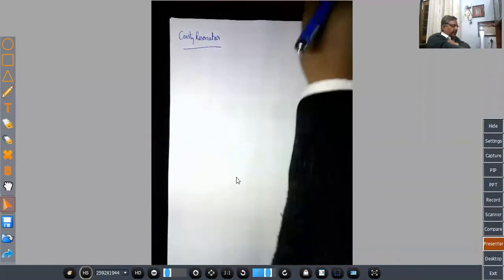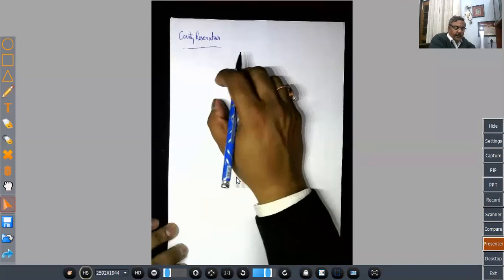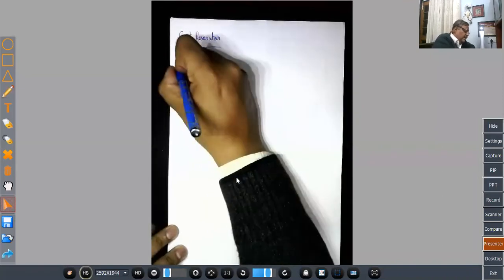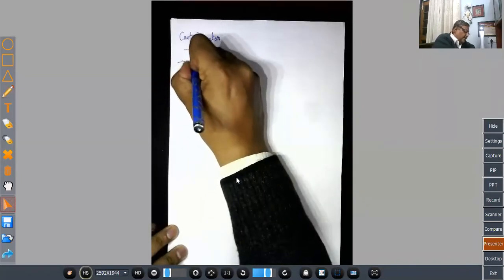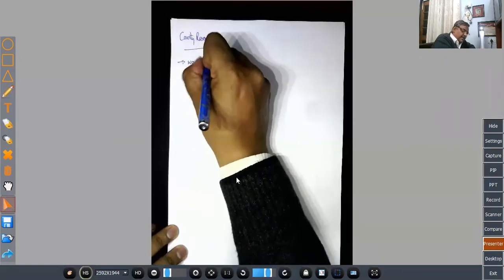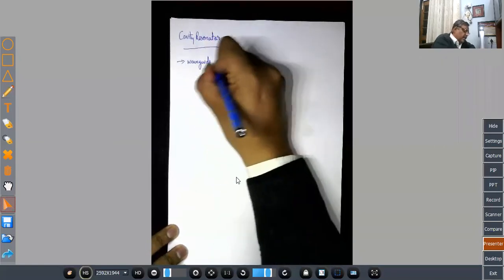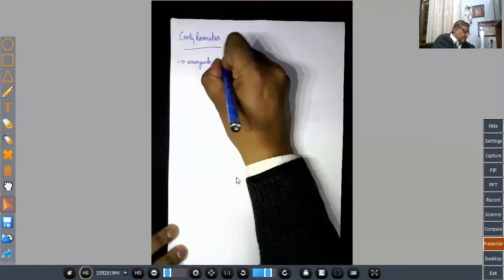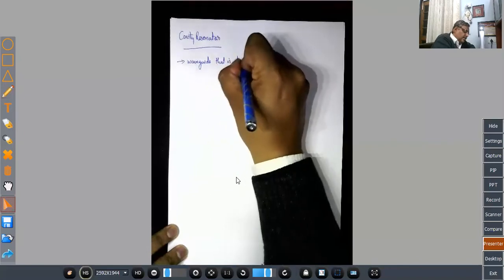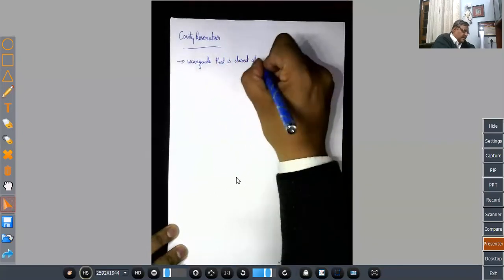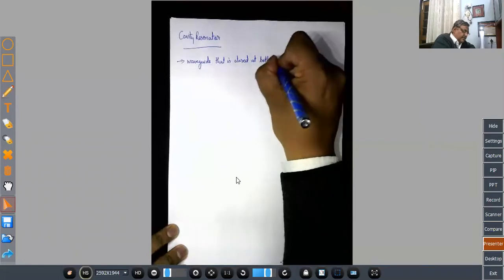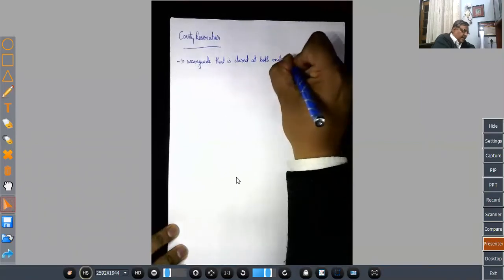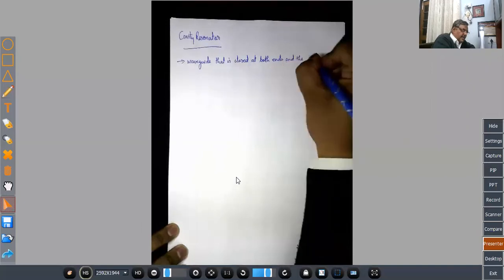So we start with cavity resonator. Basically, cavity resonator is a waveguide that is closed at both ends and the length is finite.